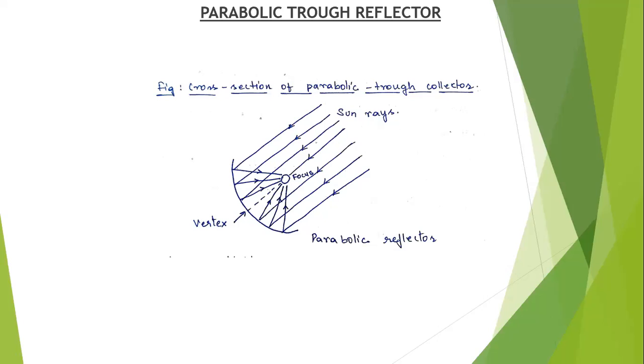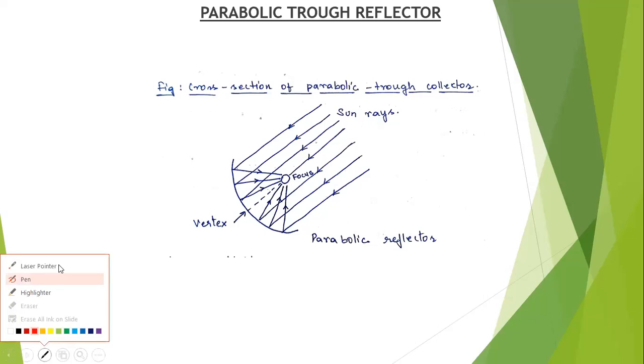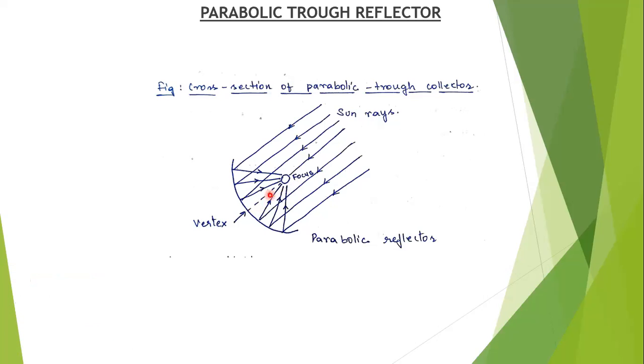The solar radiation coming onto the parabola is focused onto a line here. So this is the parabola, this is the vertex, this is the focus point. All the sun radiation is made to fall on the parabola, and it is reflected back to the focus, and to that focus a line, a pipe, is connected.